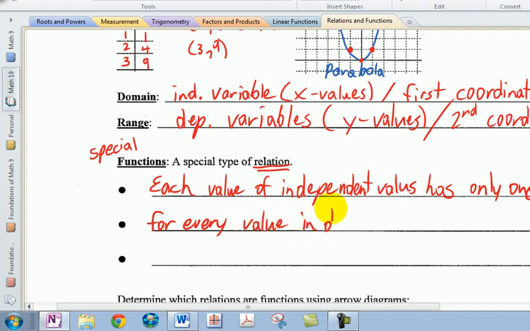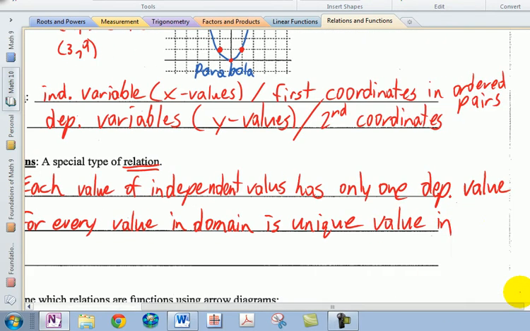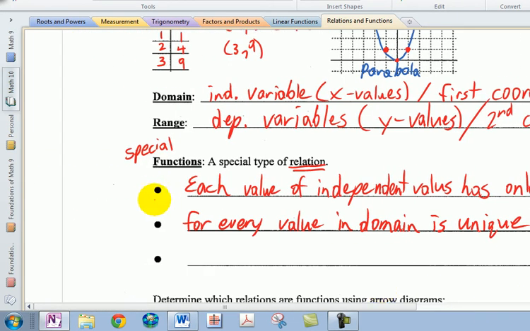in the domain, which is your independent, there is a unique value in the range. So it's the exact same thing that we said above. It's just worded using domain and range. So these are identical. Now these are also identical. Okay, all three mean the same thing.